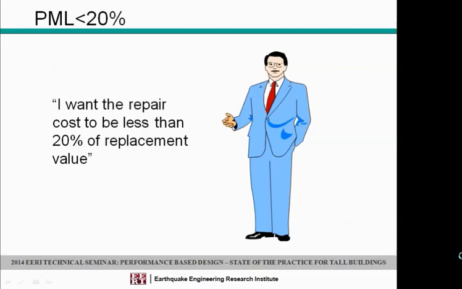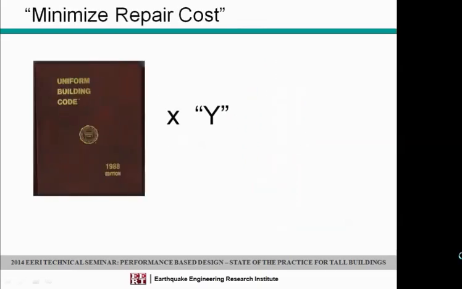So when that phenomenon occurred, owners started asking engineers, please upgrade my building so I will have a PML of 20%. Well, that was a real head scratcher for engineers at that point.